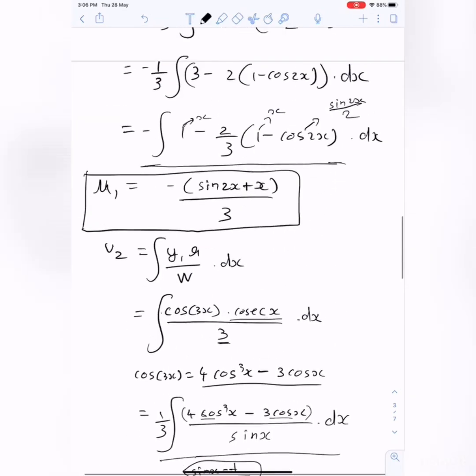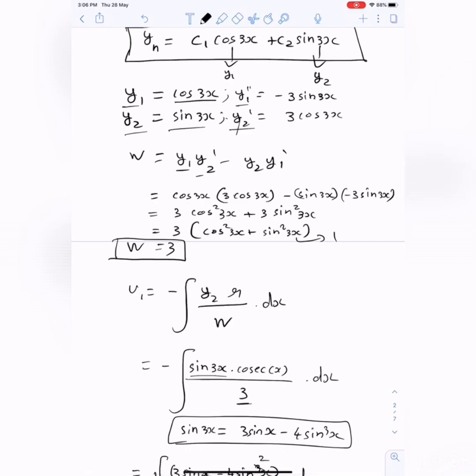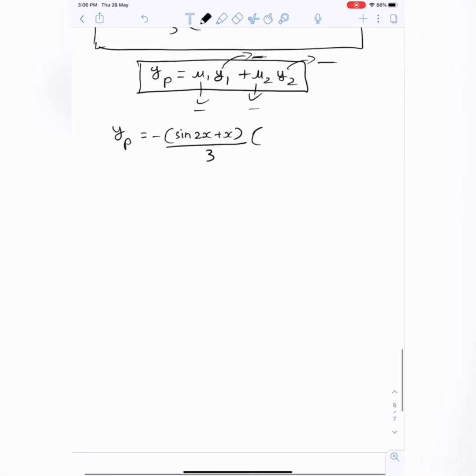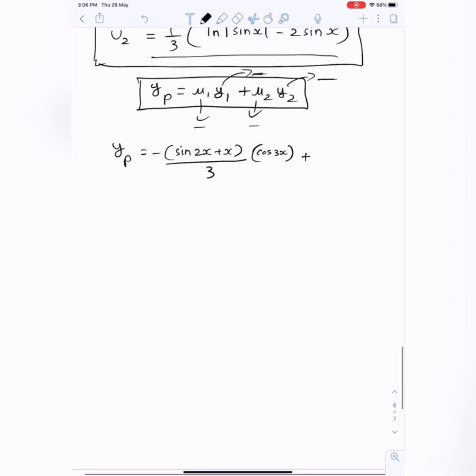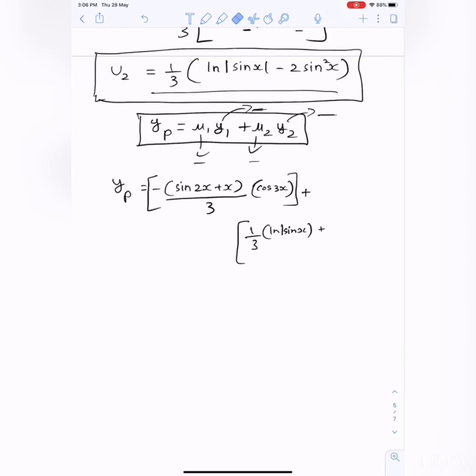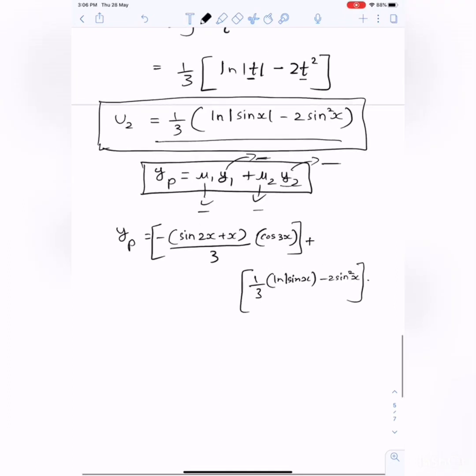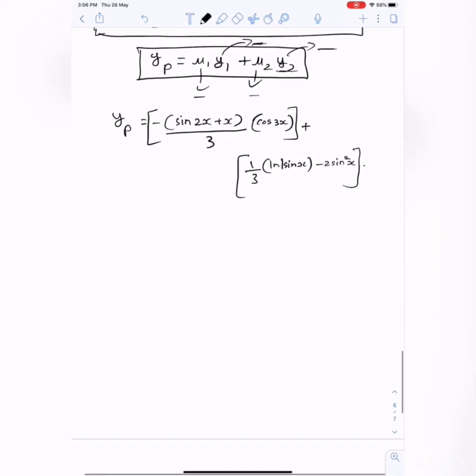What is y1? y1 would be cos of 3x, plus u2. u2 is nothing but this. u2 would be 1 by 3 ln mod of sin x minus 2 sine square x, times y2. y2 would be sine 3x. So this would be our yp.